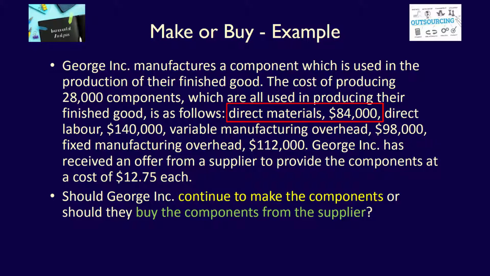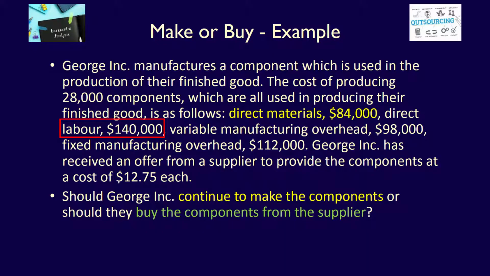The direct materials to make the component are $84,000. If we buy the 28,000 from the supplier, we'll incur no direct material costs. If we decide to make the 28,000 in-house, we incur $84,000 in costs. This cost changes between alternatives, and it's a future cost. So direct materials are relevant costs, and we incur them to make the component.